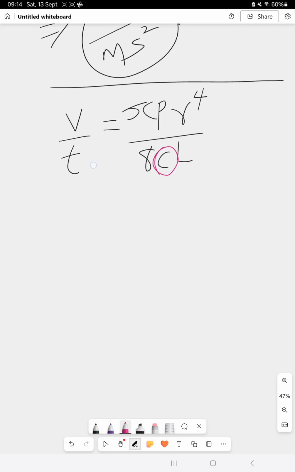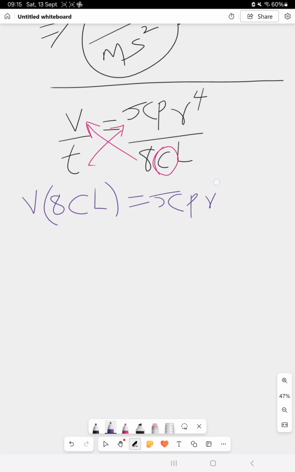I cross multiply. This I cross multiply there, and this I cross multiply here. Therefore I will have V multiplied by 8 C L is equal to pi P r power 4 T. Good. Remember, I want C.